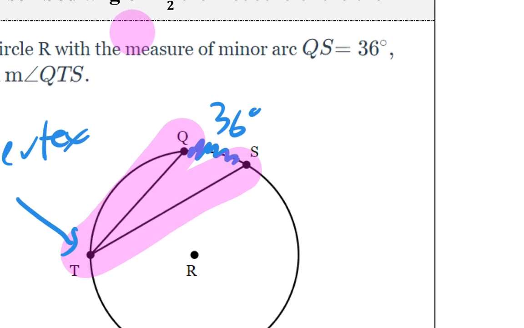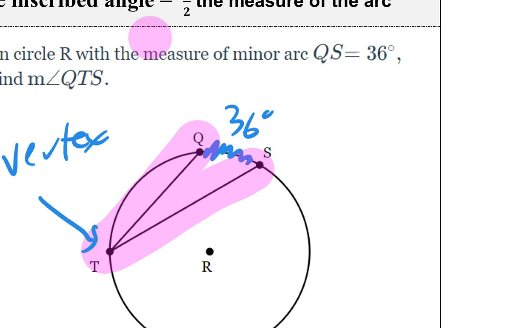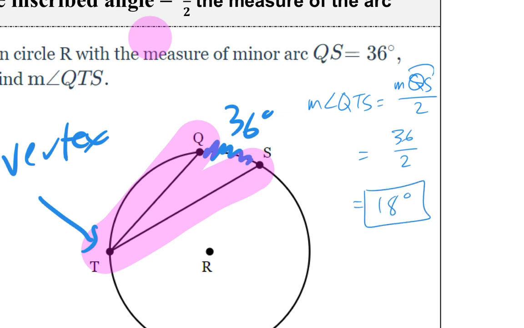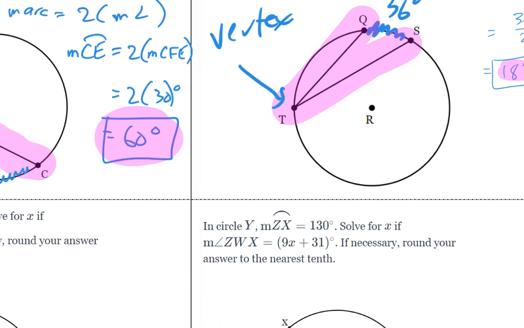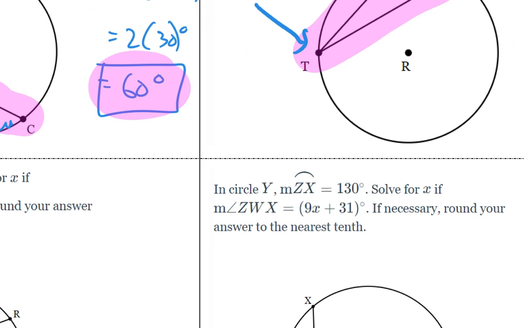Okay, so if it's on the circle, that means the measurement of angle QTS is equal to the measurement of arc QS divided by 2, right? So that means it's equal to 36 divided by 2. If we put that in our calculator, that's equal to 18 degrees. All right, so that's just the main thing. We just have to recognize that relationship. Okay, all right, let's get right into our last 2 examples right over here.